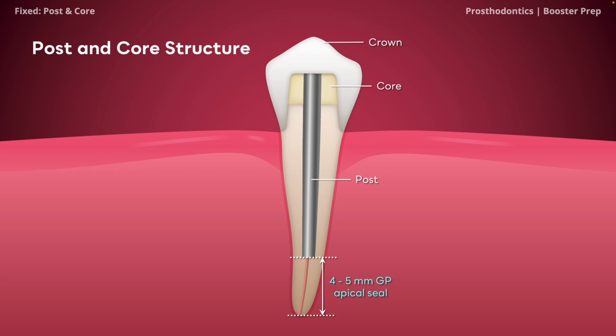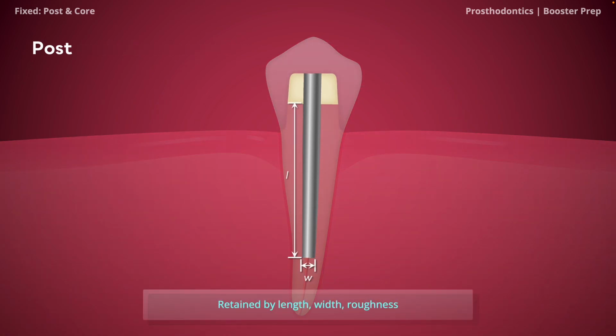post placement. So at this point, you may be thinking, okay, the core is retained by the post, but what retains the post itself? Well, I'll tell you. Post retention is determined by the length, width, and surface roughness of the post. That's right, some of you guys may have thought it's the cement, but cement actually has little to no effect on the retention of a post.